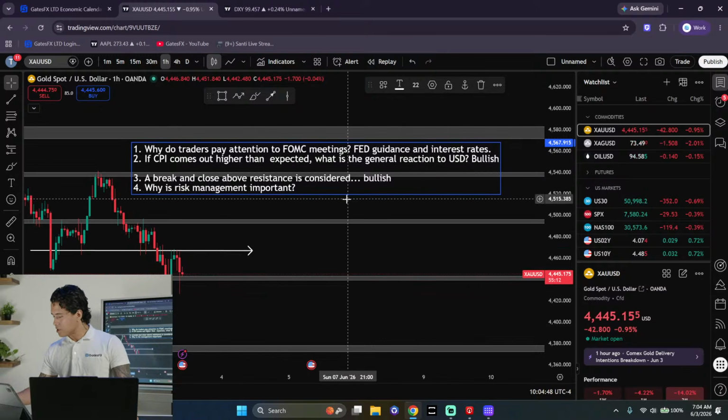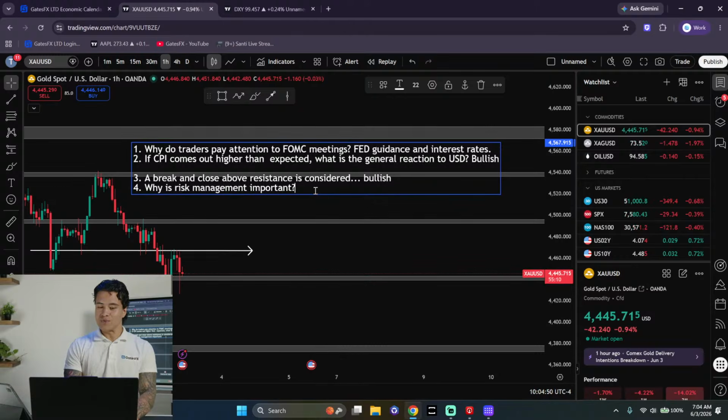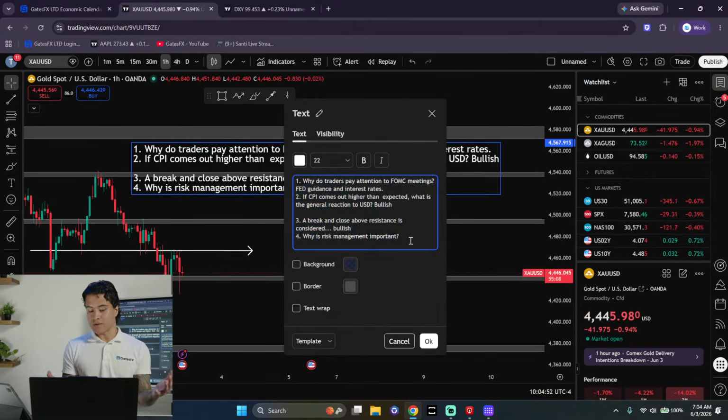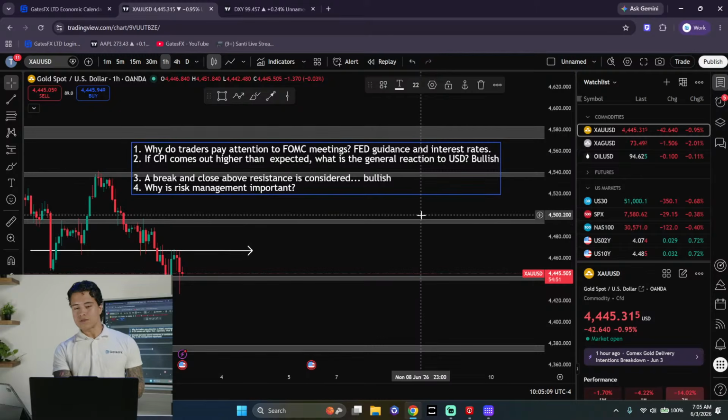Again, Audrey, he got that right. And then the last one, which is the hardest one in my opinion, because that one, you could really go anywhere. He also put the right answer, which was really to protect capital. That's why risk management is very important. He put save capital, protect capital, save capital is pretty much the same thing. So those are our 4 answers.